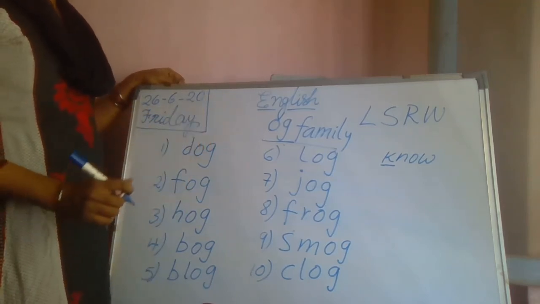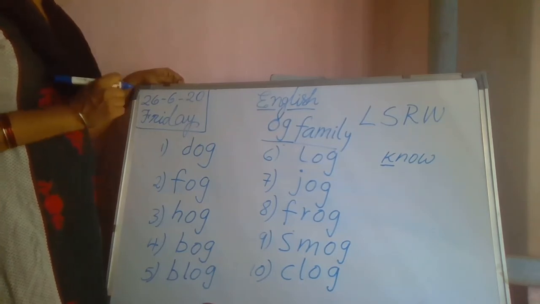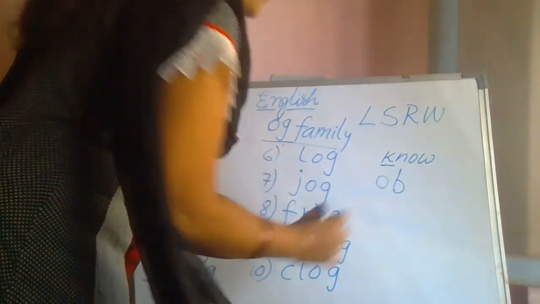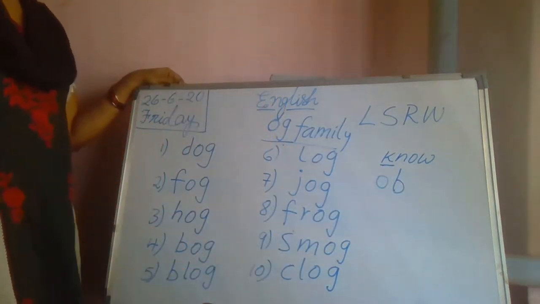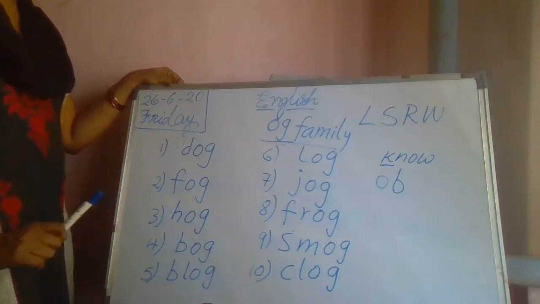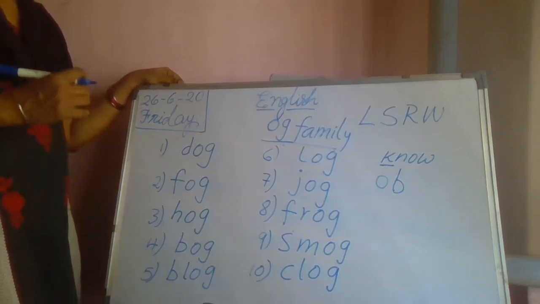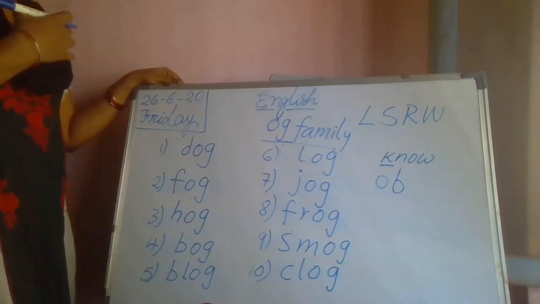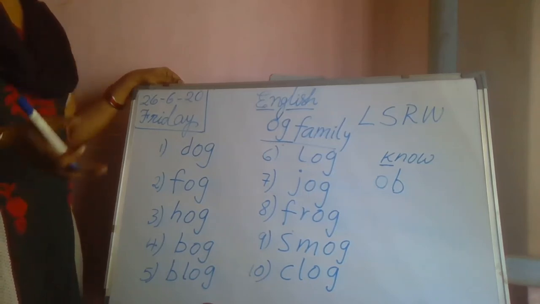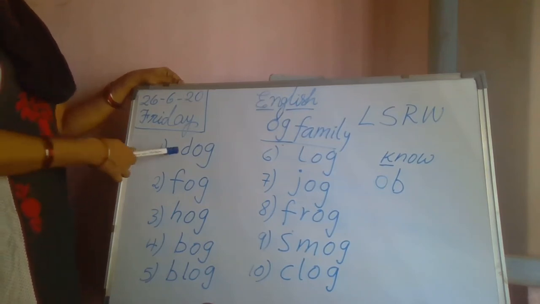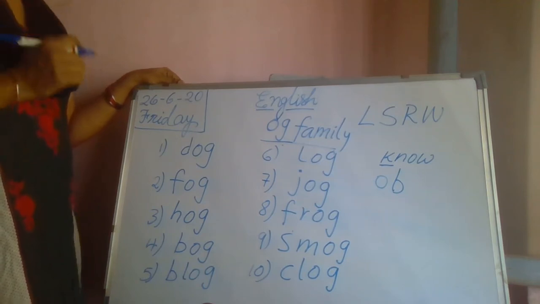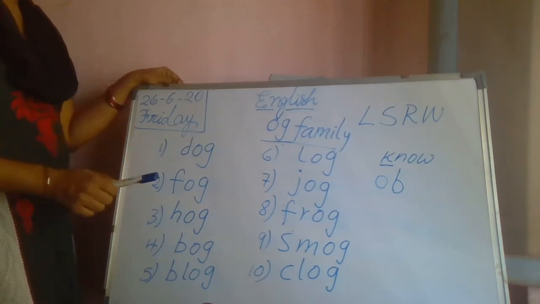Today, I introduced two families. How many families? Og family and og family. Okay? What is today's homework? Each and every word, write two times. Read and write. Read loudly, then only you know how to pronounce the word. Without reading and writing, no use. That's why each and every word, read loudly and write neatly. Each word, write two times.